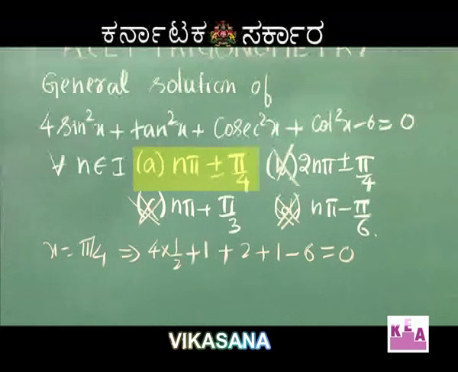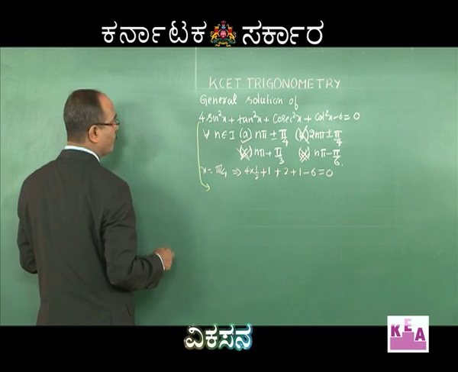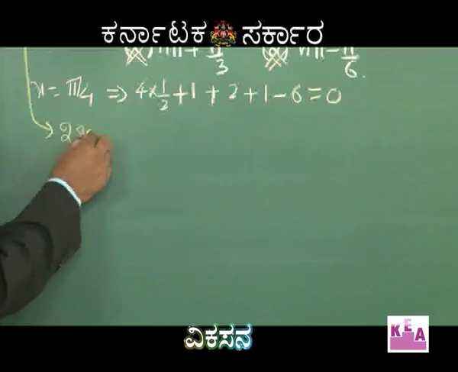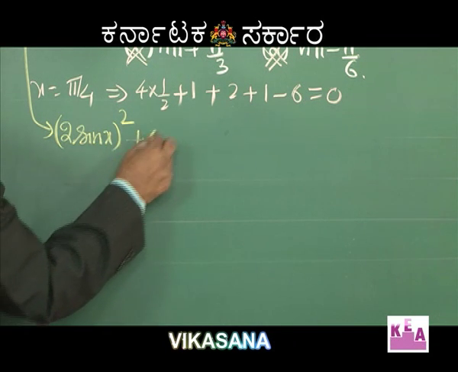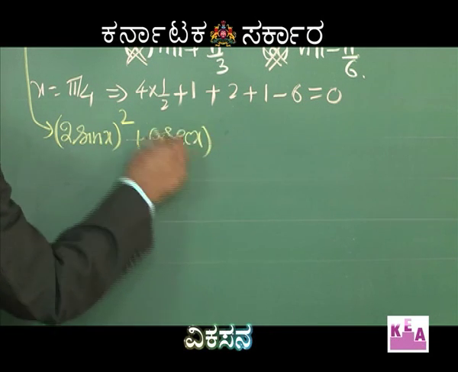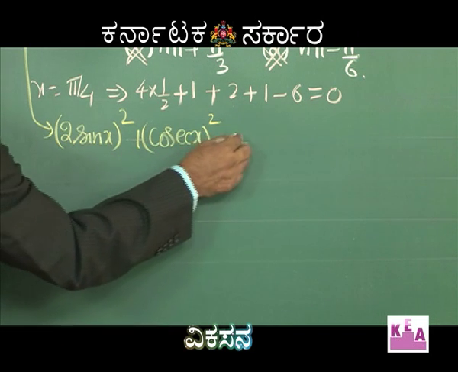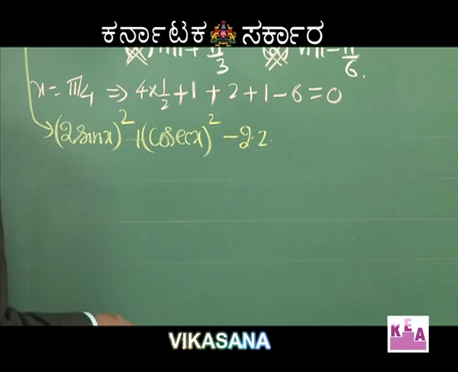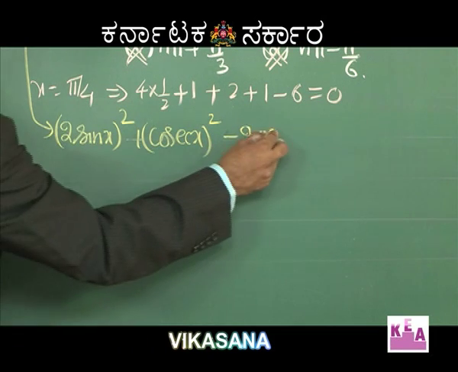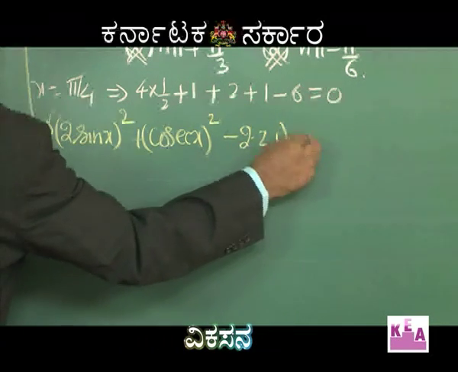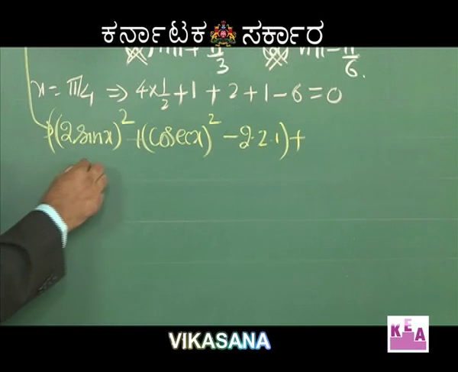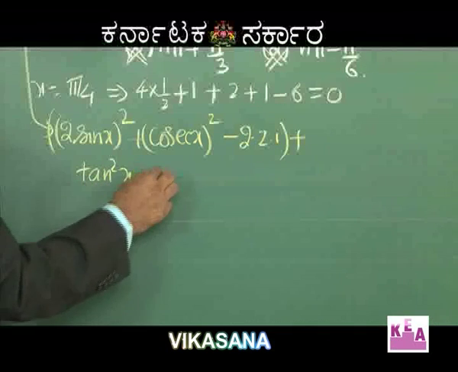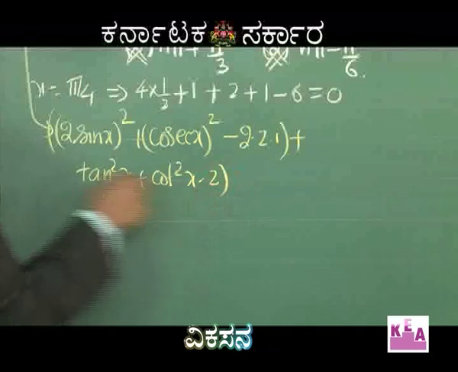Look at this. Let me explain you the textbook method also. That is 2 sin x whole square, I am just writing the other method also. 2 sin x whole square plus cosecant x whole square. This is a square plus b square minus 2ab, minus 2 into 2 into 1. Plus tan square x plus cot square x minus 2 is equal to 0.